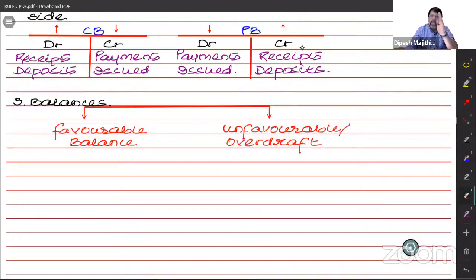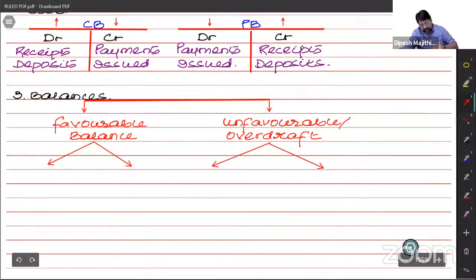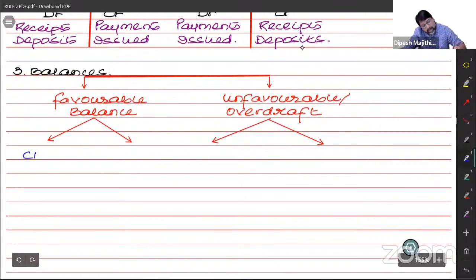That means when I say favorable balance, it is an asset for me or asset for business, but liability for bank. So favorable balances are cash book asset, therefore debit balance, passbook credit balance, because it is asset for me, liability for bank.